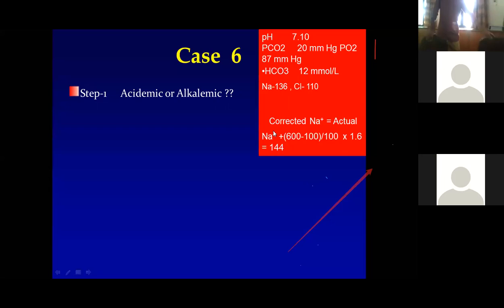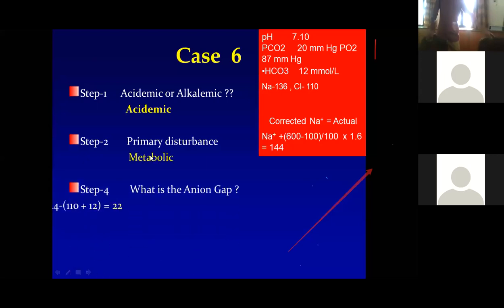So acidosis, very good. Acidemia is the first one. So where is the abnormality? Metabolic, very good. So you have to calculate the anion gap. So 144 minus 110 plus 12, that is 22. So there is an increased anion gap, that is equal to high anion gap.